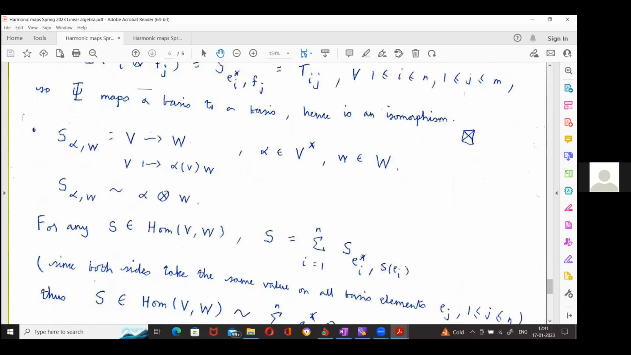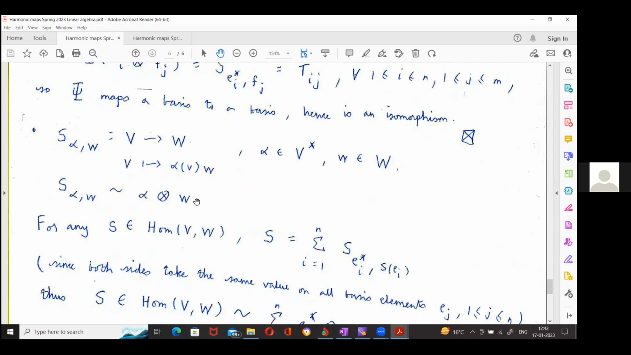So therefore, we have this identification between Hom(V,W) and V star tensor W, for finite dimensional vector spaces V, W. And under this identification, this linear map S sub alpha comma W corresponds to the tensor product alpha tensor W, where alpha is in V star and W is in W.